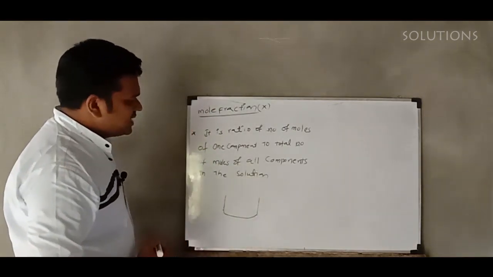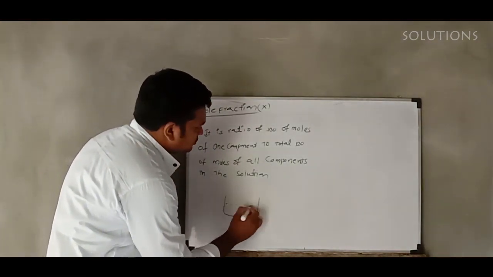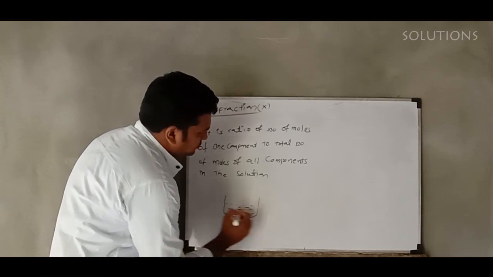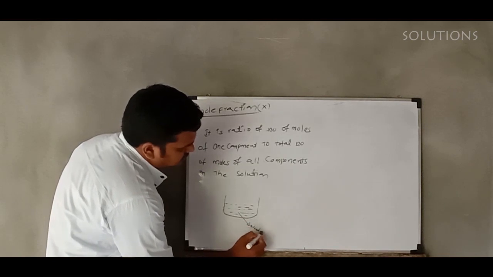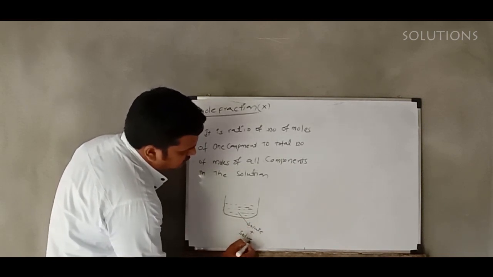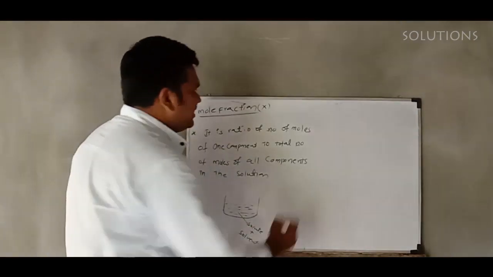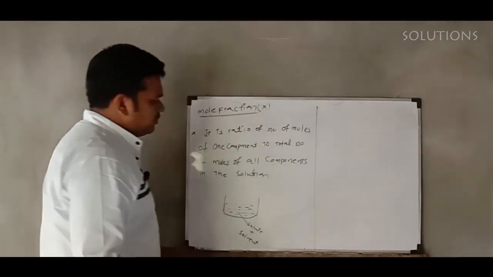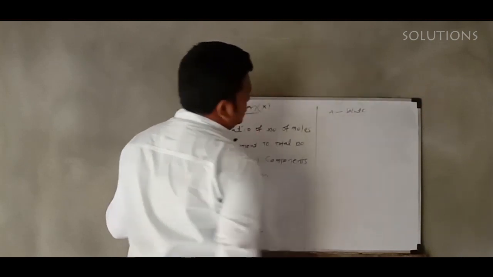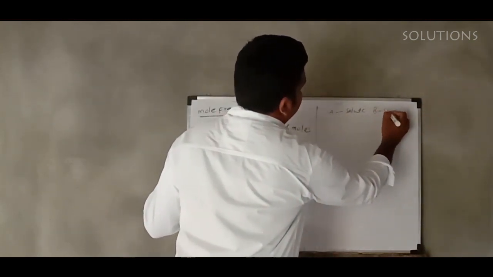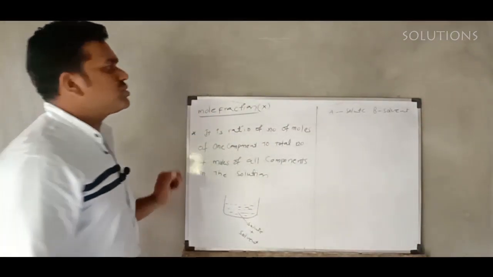Okay. In this beaker here we have to take a solution. You know what a solution means here? The solution contains solute plus solvent. Solute plus what? Solvent only. So in this solution, suppose I am taking A as a solute and B as a solvent. A is solute and B is solvent.